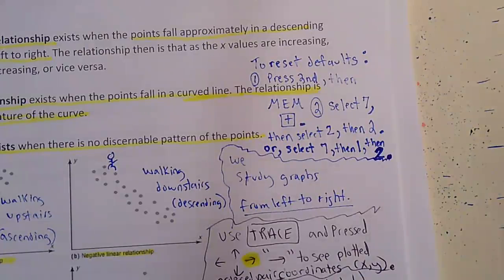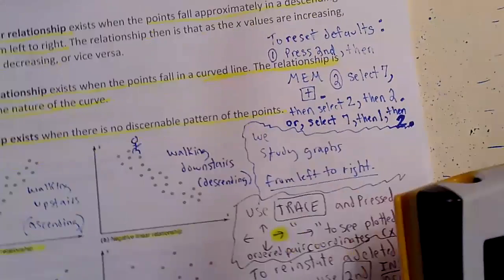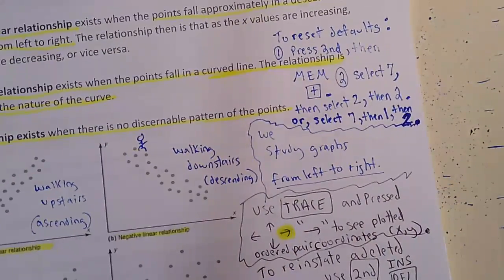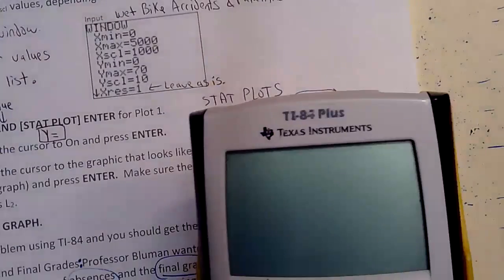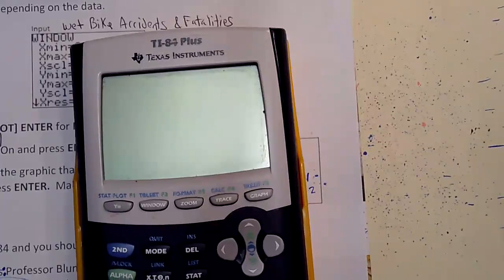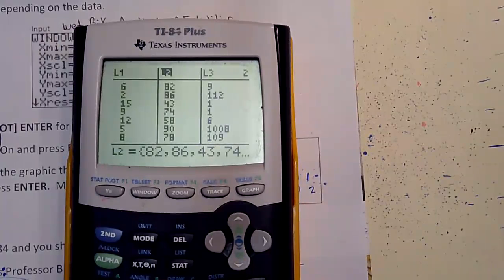So if you haven't written that down yet, just pause it and write it down, then start it. I'm going to go back to finishing that second problem, the one that had the negative relationship, the one with the absences and the final course grade. So I'm going to turn this thing back on. If you have the app, turn it back on. You should still have your data there.